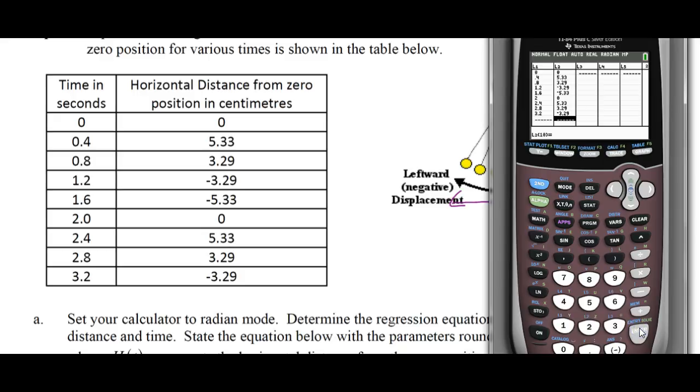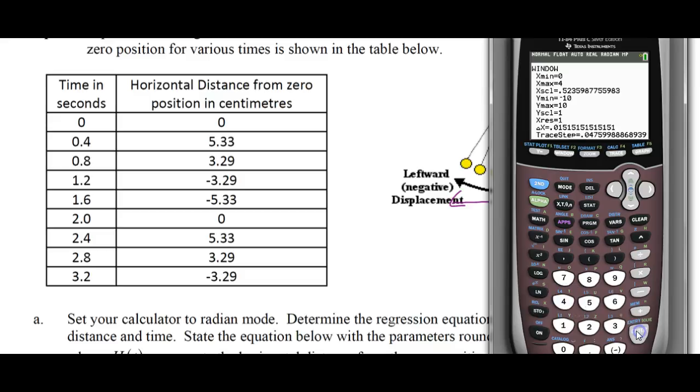Okay, you should have as many L1 as L2 values, otherwise you'll get an error, invalid dim. That just means your lists are different sizes when you try and do something. If I'm going to graph this, I'm going to set a window, right? So we're going 0 to 3.2. I'm going to go 0 to 4.